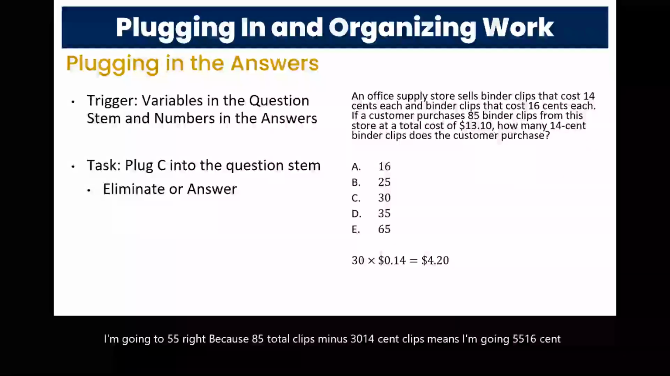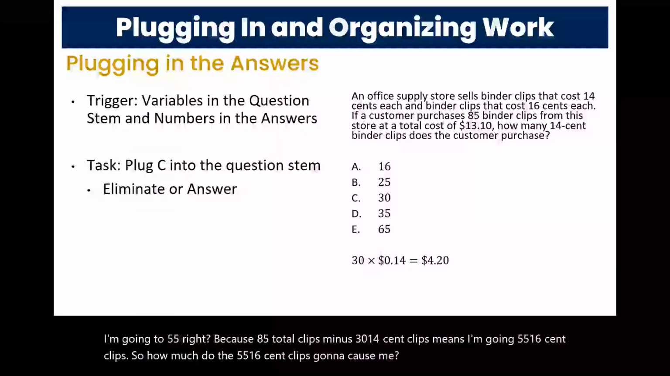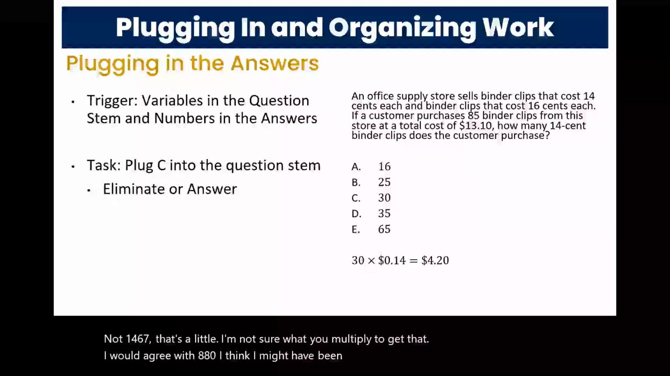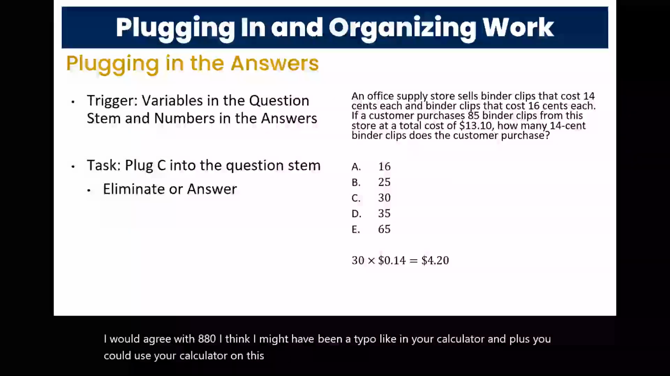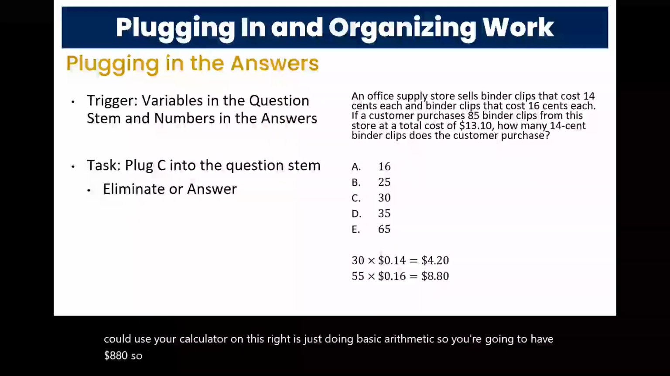So how much are the 55 16-cent clips going to cost me? Not 1467. I'm not sure what you multiply to get that. I would agree with 880. I think that might have been a typo in your calculator. And plus, you could use your calculator on this, right? It's just doing basic arithmetic. So you're going to have $8.80. So 55 times 16 cents. What does that add up to?